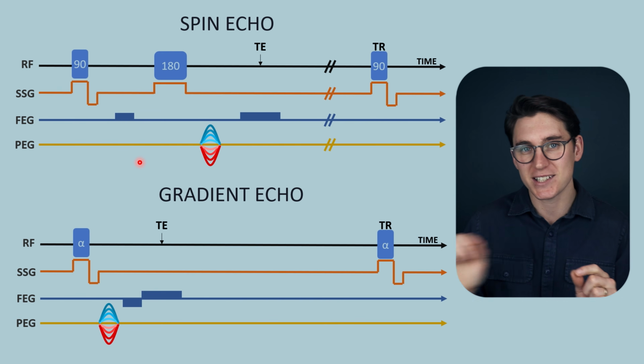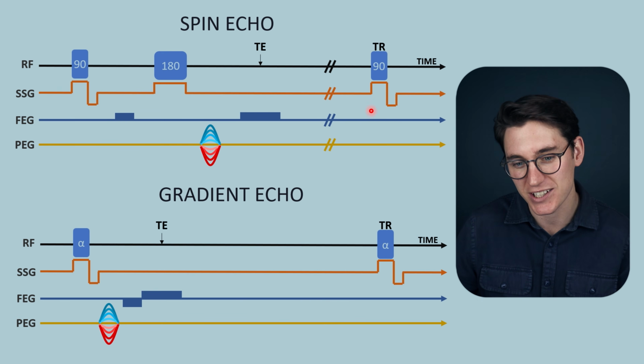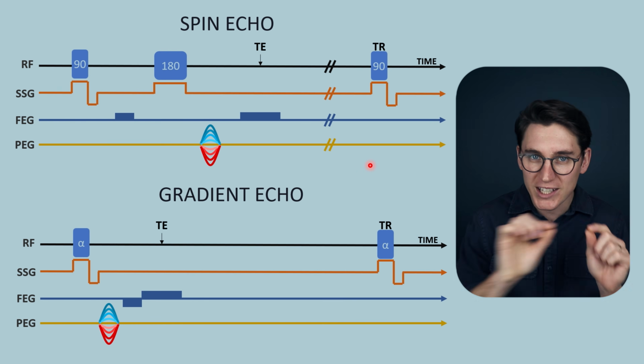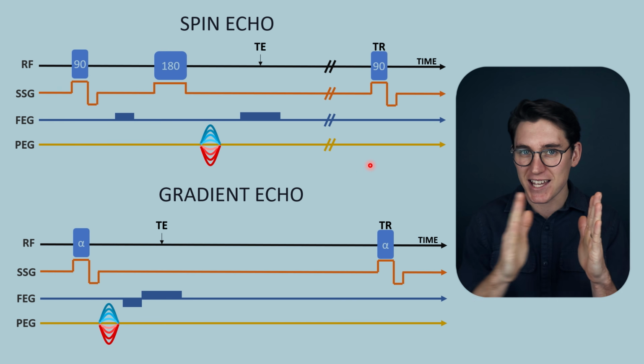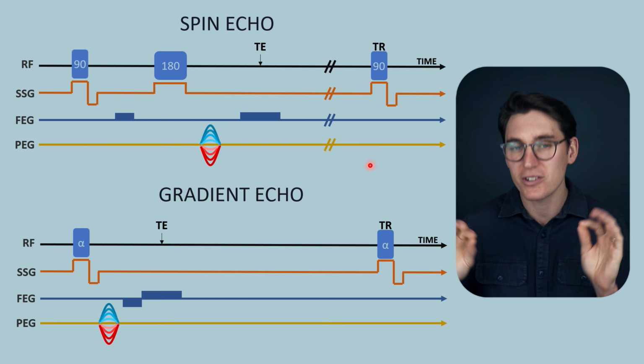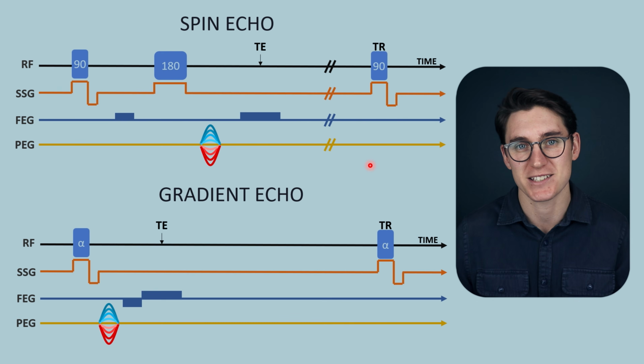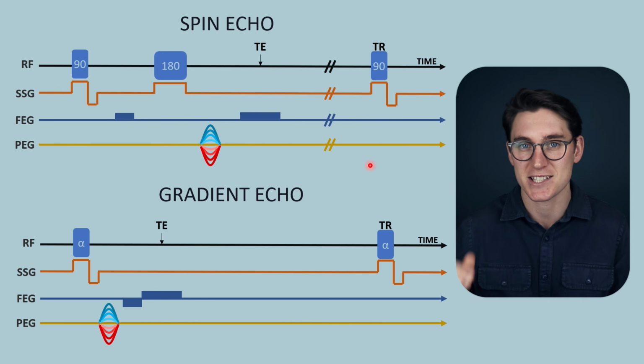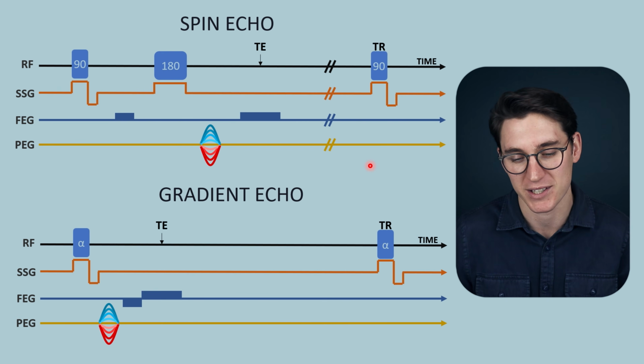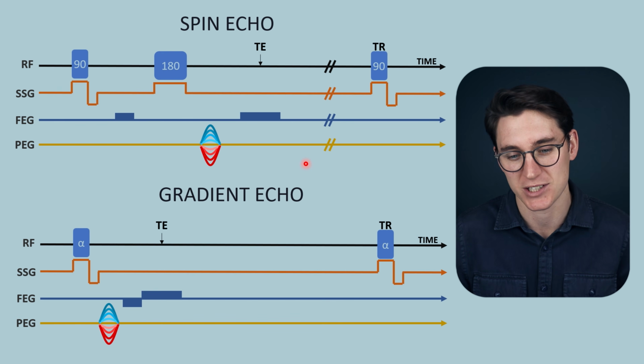So the rate limiting step here is how long it takes to get to our TR. For each line of k-space, it takes a full pulse repetition to fill that line of k-space. Only then can we enter a new line of k-space. And to get enough data for the entire slice, we need to fill the whole of k-space. And that takes an incredibly long time.